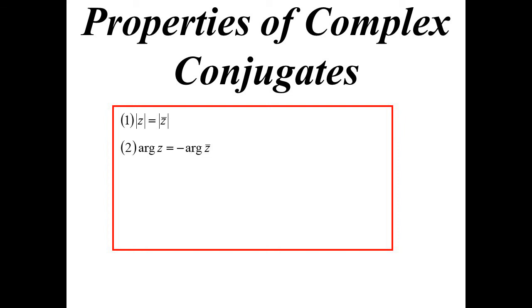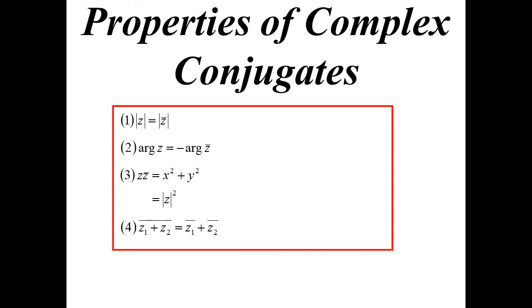Speaking of the reflection in the x-axis, that means their arguments will be the same size. One will be positive, one will be negative. Z times Z conjugate, which we were saying is the real part squared plus the imaginary part squared, is certainly true. But now we can say it's the modulus of Z squared.